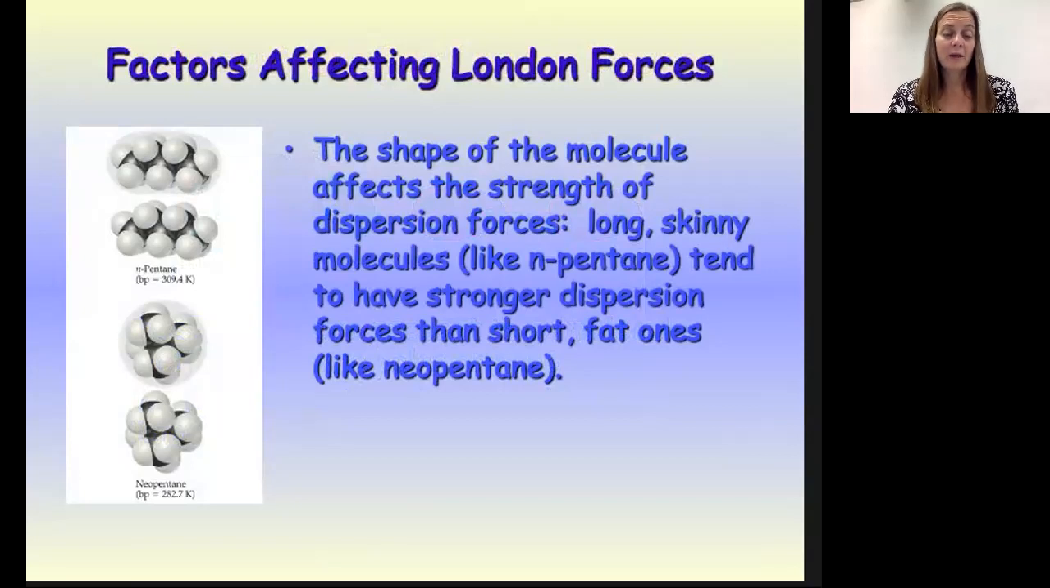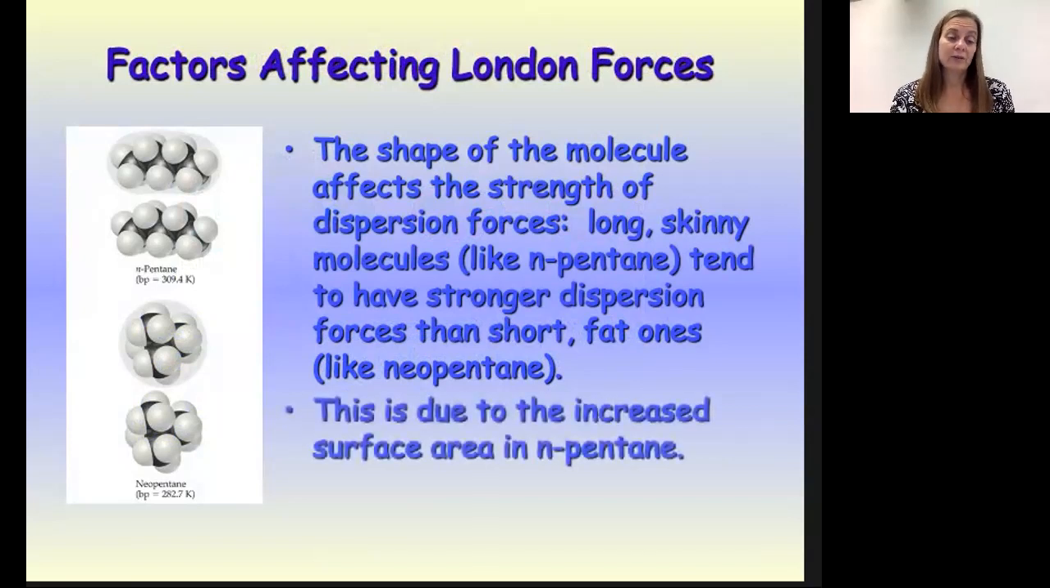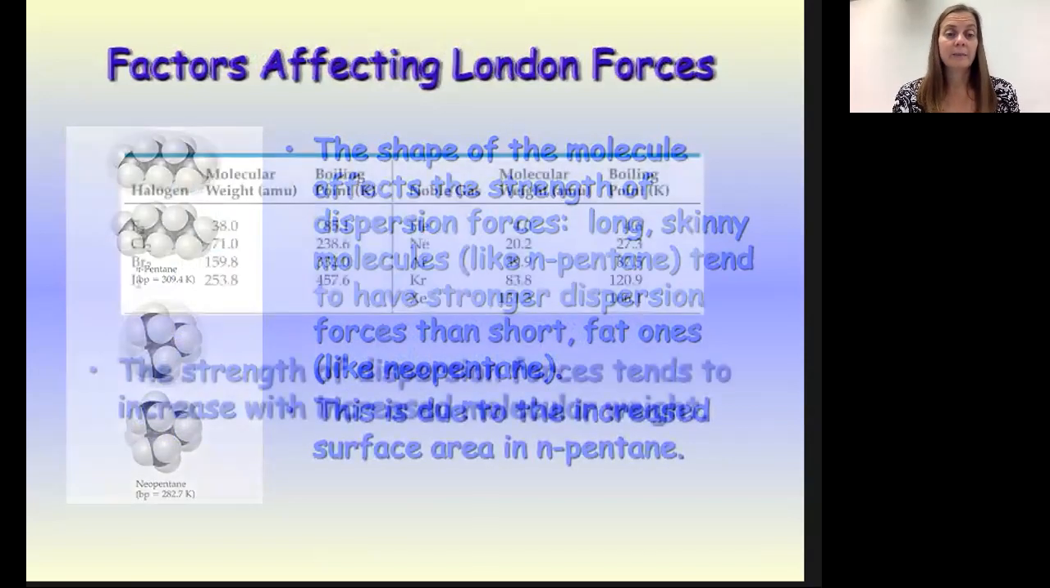One of the things that can make a molecule more polarizable is the shape of the molecule. Long, skinny molecules are more polarizable, so they have stronger dispersion forces than short, fat ones, because we have bigger surface area.